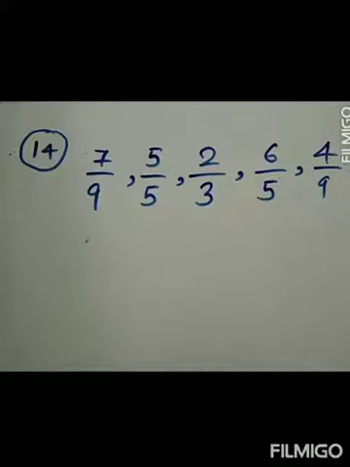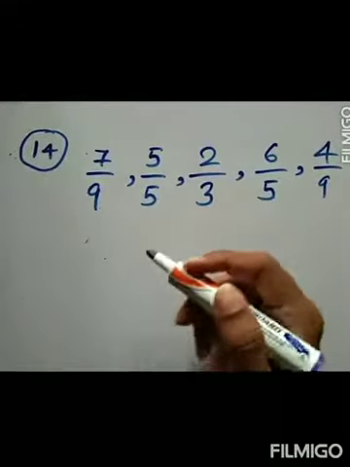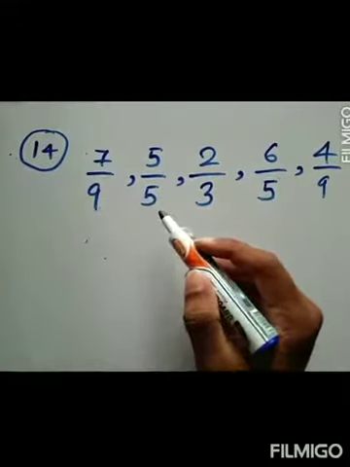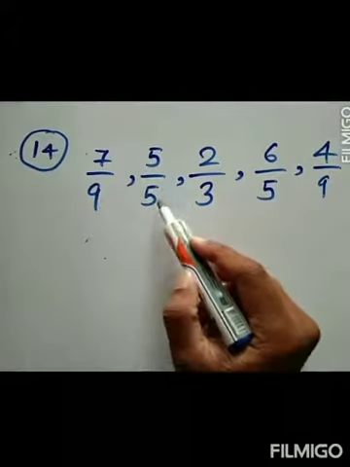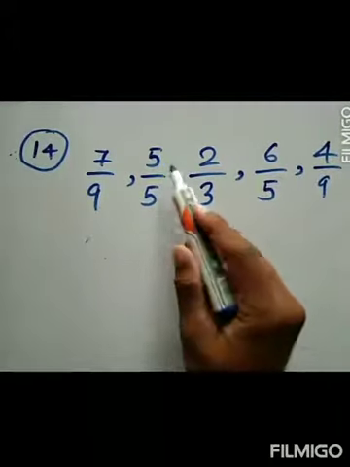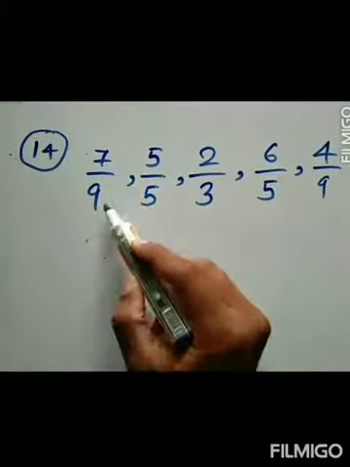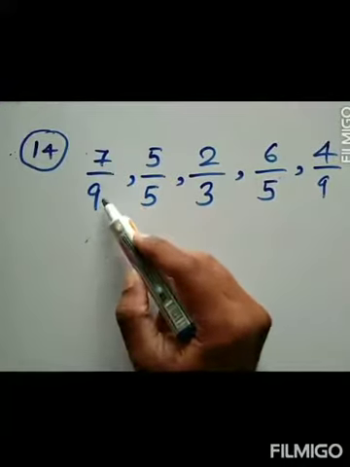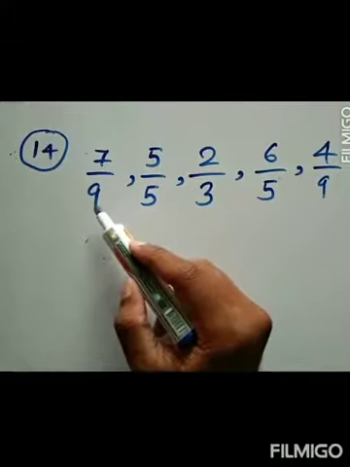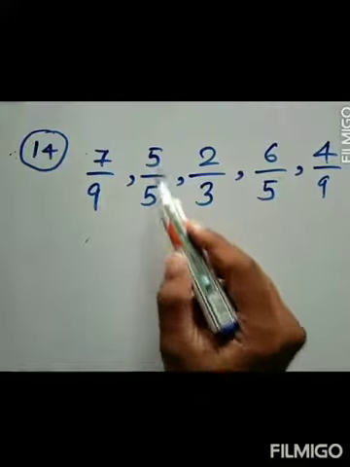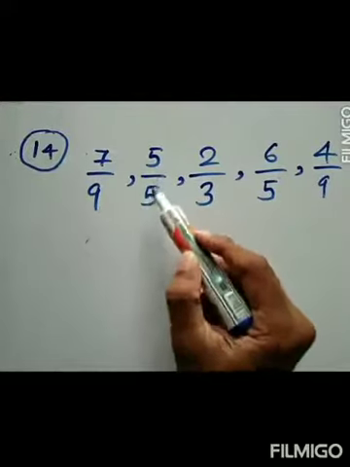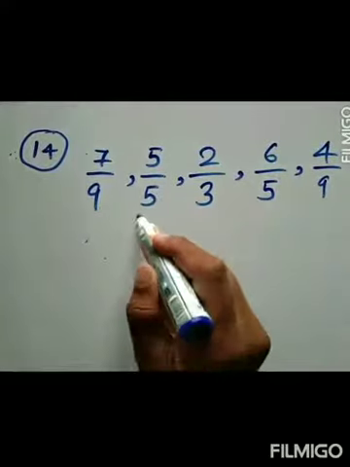14th question, they say that from the following fractions select and underline the improper fractions. You first of all need to know what is an improper fraction. An improper fraction is a fraction with the numerator greater than or equal to the denominator. Therefore if you consider 7 over 9, in here numerator is less than the denominator, therefore this is a proper fraction. This is not an improper fraction. But if you consider 5 over 5, both are the same, therefore this is an improper fraction.